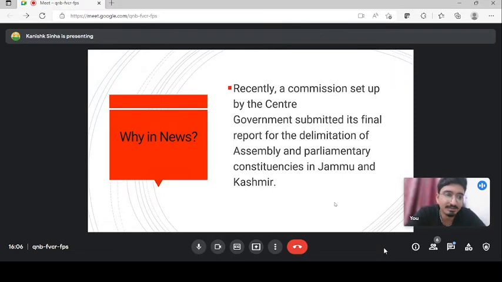So recently, the commission which was set up by the central government for the delimitation in Jammu and Kashmir has submitted its report. As we all know, in the first week of May, they submitted a report with all its recommendations to the central government. So the commission set up by the central government submitted its final report for the delimitation of the assembly and parliamentary constituency. Next slide.